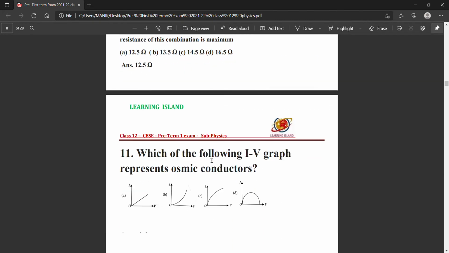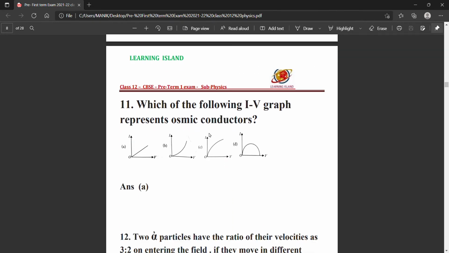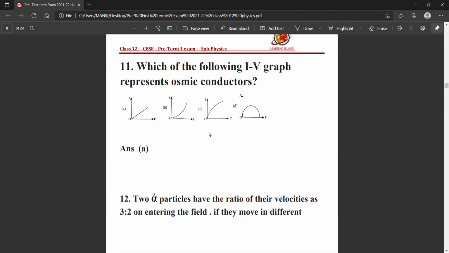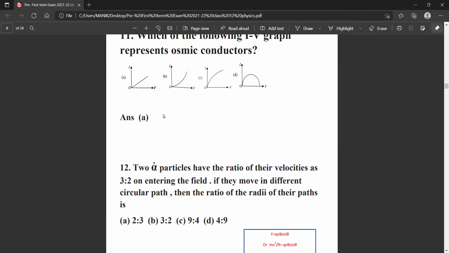Question number 11. Which of the following IV graphs represents an ohmic conductor? Everybody knows that as per Ohm's law, the current is proportional to the voltage applied. So the graph will be a straight line here. So option A is the correct answer.